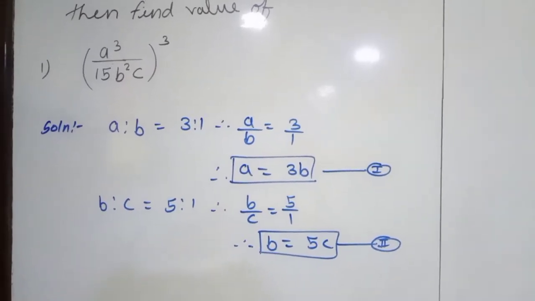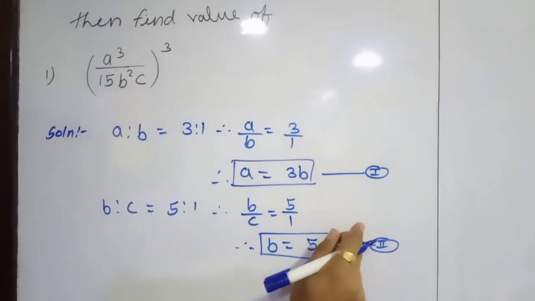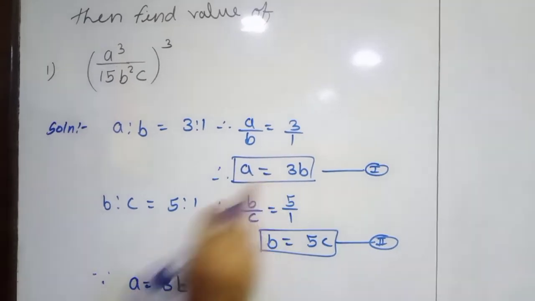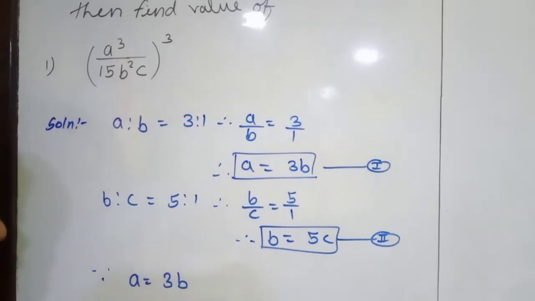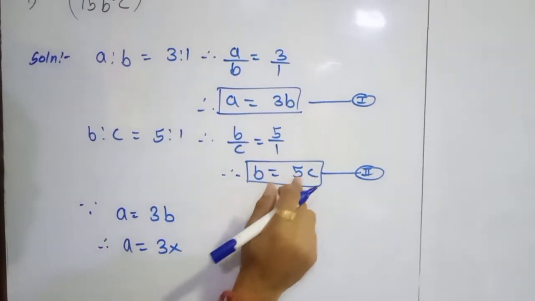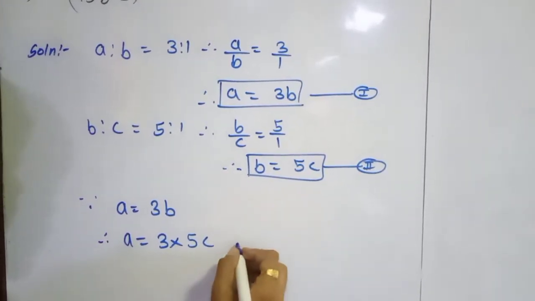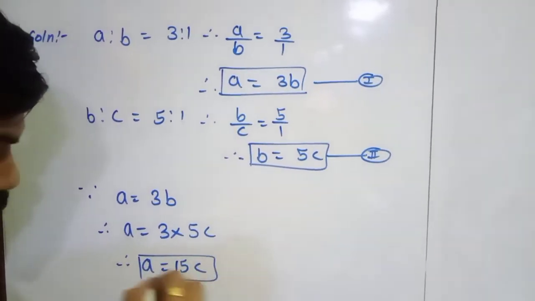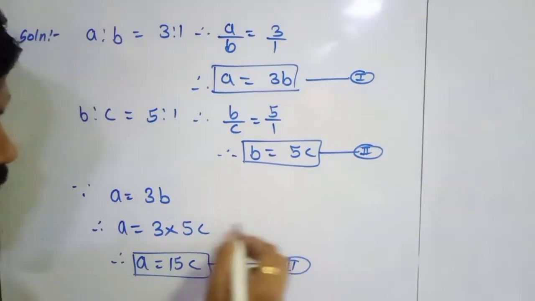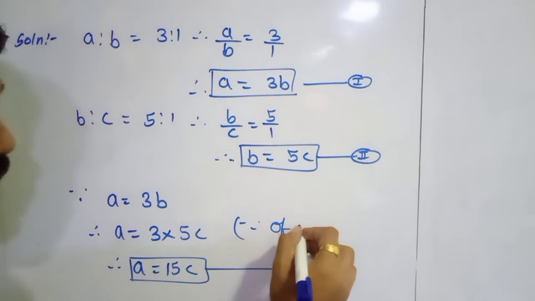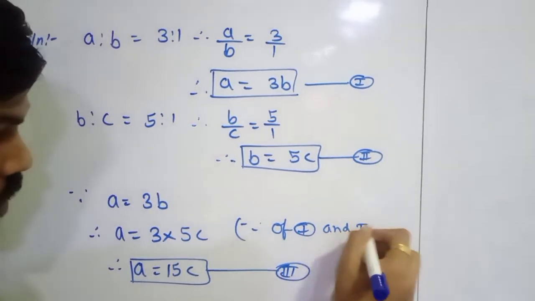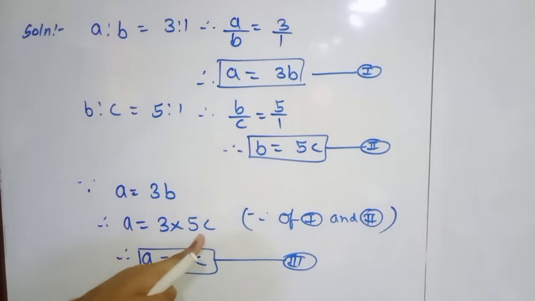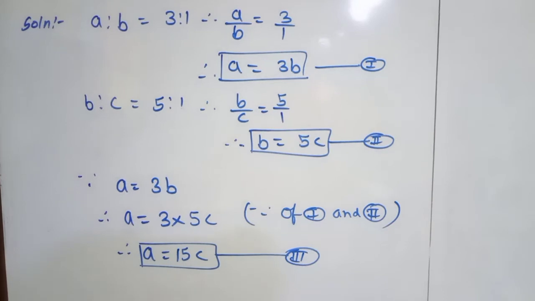Now, according to these two, because A is equal to 3B, A is equal to 3 into, at the place of B we can substitute 5C. Therefore A is equal to 15C. We got this value, that is the third one. Due to 1 and 2, we write 5C in the place of B, and we got one more value of A, that is 15C.